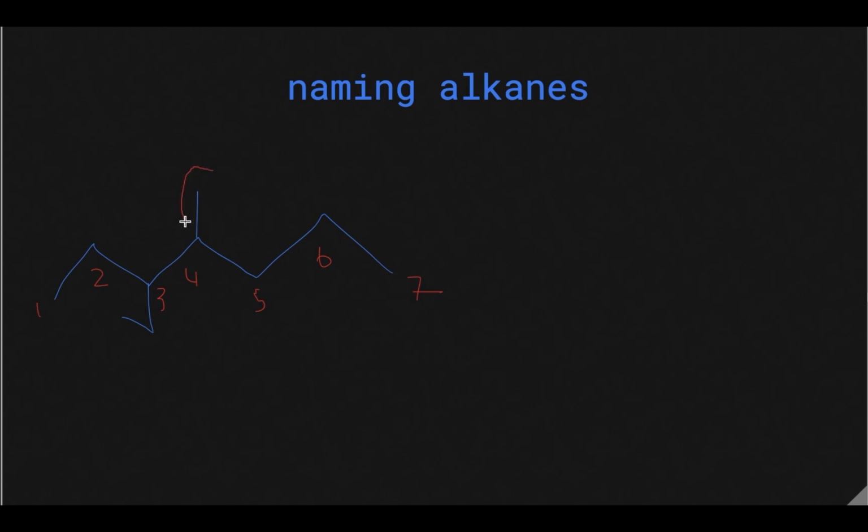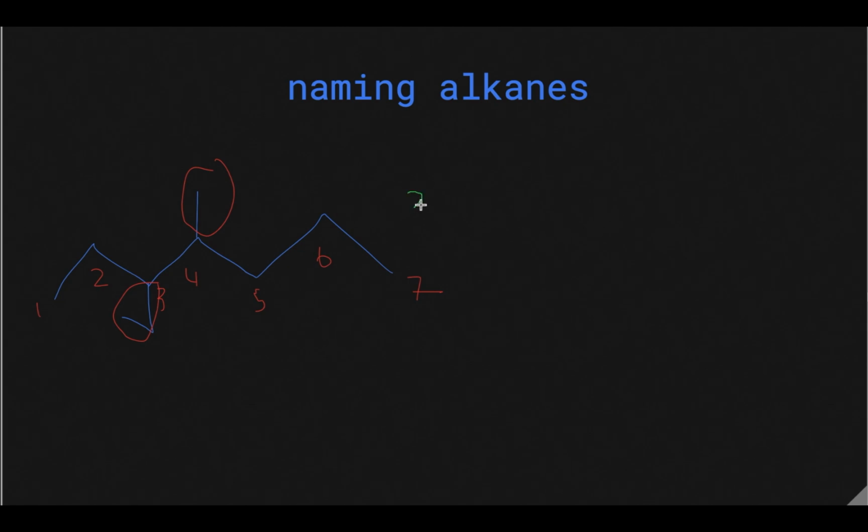So we want to circle our substituents, and we want to determine what group they are. This over here is a methyl group, and this over here is an ethyl group. So now let's put the whole thing together. So we want to do this in alphabetical order, so ethyl will be before methyl.